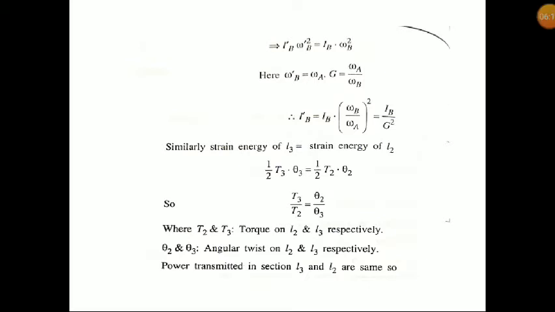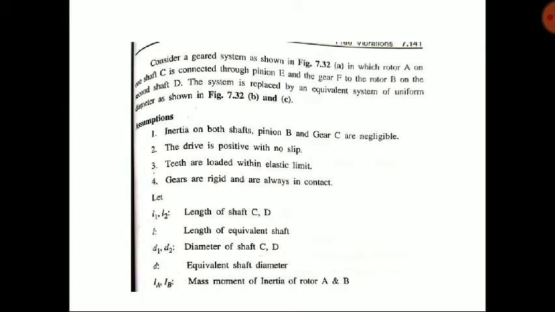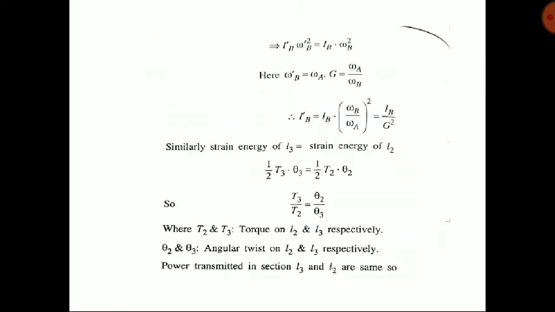What is G? G means gear ratio. Gear ratio is equal to angular velocity of driver by driven. That is, driver is A. You can see here driver is A, driven is B. So omega A by omega B. So once you get this, what is IB dash? IB dash is equal to, from the first equation, IB into omega B by omega B dash square. And instead of omega B dash, what you can do? Omega A, because in equivalent shaft, the angular velocity of both the rotors will be equal. So omega B by omega A square, which is equal to IB into 1 by g square.